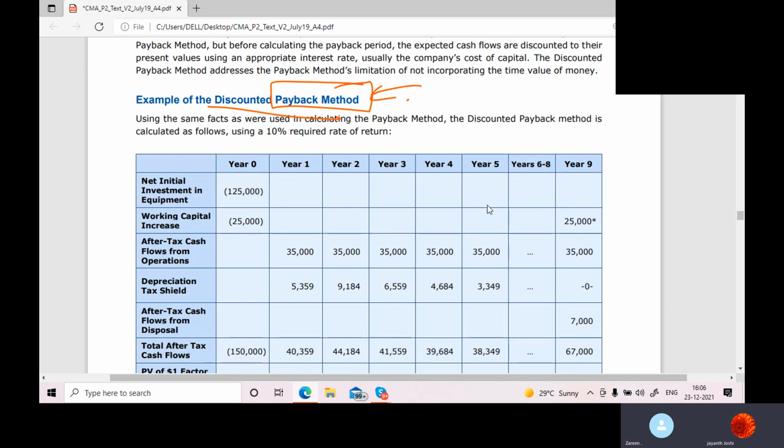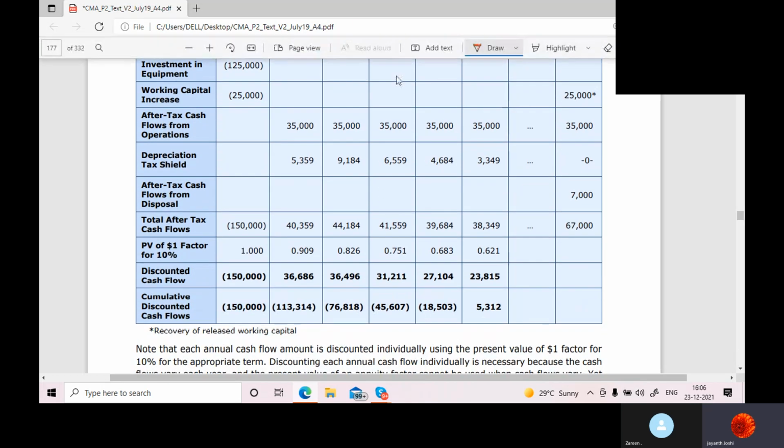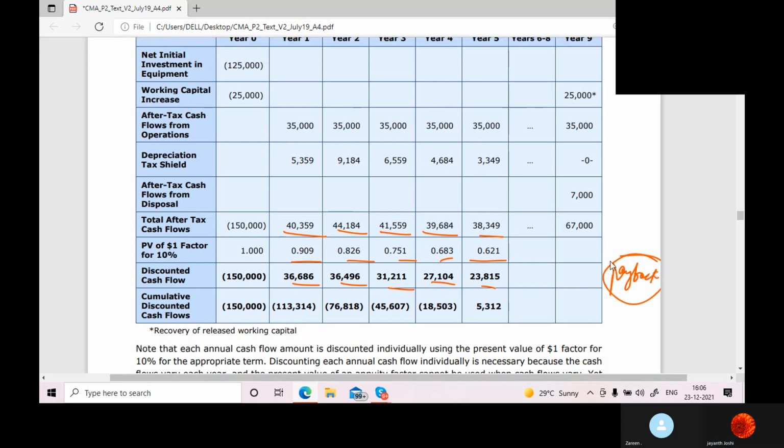So that particular deficiency has been rectified in the discounted payback period method. What they are doing is the same thing is continuing here. Only the cash inflows which we got, we are discounting them. We are getting this after discounted cash flows, and then we are doing the payback. You understood?